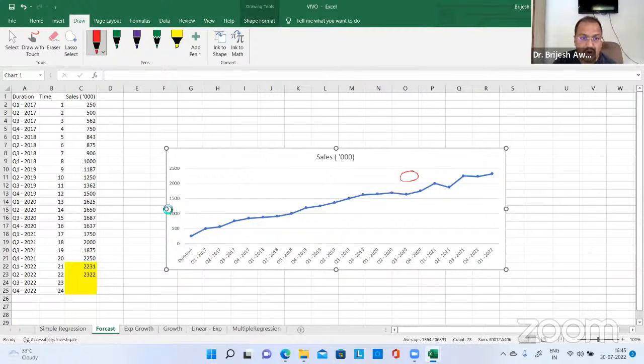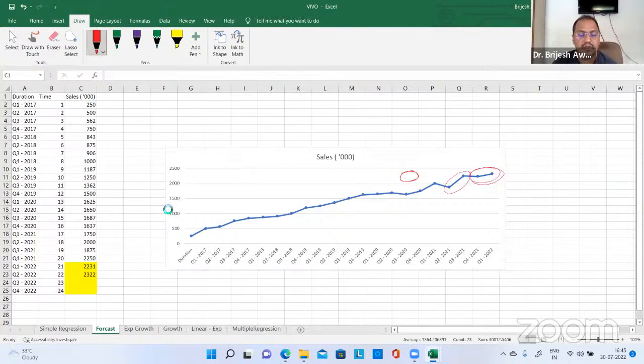And it's already, because I draw a chart, it already talks about the next sales as well. So this is a wonderful function. With the help of this, you can forecast. But there's a little bit of difference in using this function.